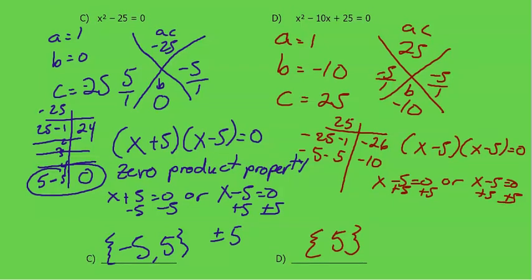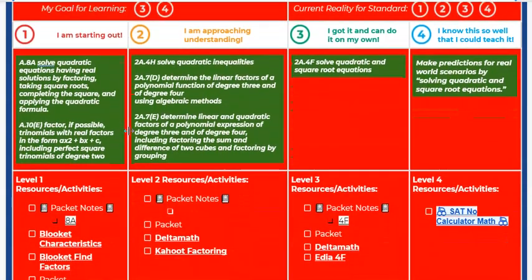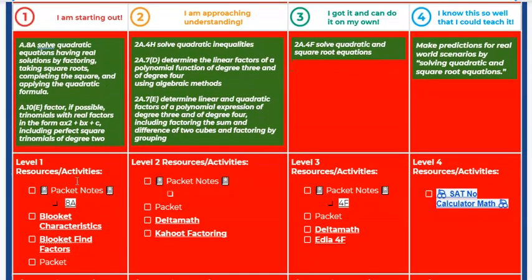Alright, go ahead and try the practice for the quadratics review. Refer to the rubric so you can see where to get to the activities. Once you finish the practice, then do one of the cherry quizzes for this topic, and then move on to the next topic.